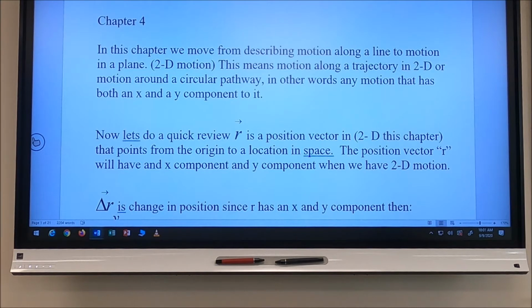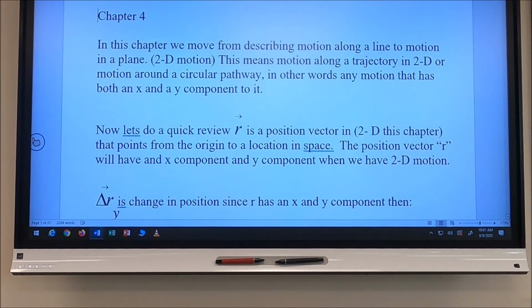So just to review, remember that our position vector, vector r, in 2 dimensions is a vector that points from the origin to a location in space. So the position vector in 2D motion is going to have both an X component and a Y component. Okay? Let's scroll down.